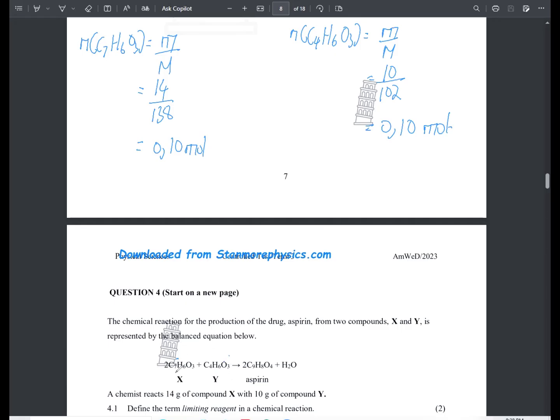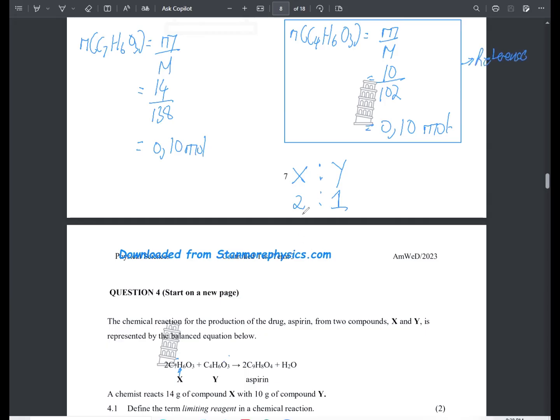But then looking at the ratio of reaction from X to Y, we can see that compound X has 2 and compound Y has 1. If we decide to make this the reference, so this will be the reference whereby we'll be comparing.